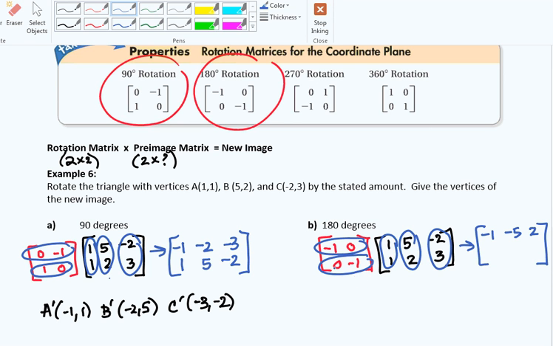Then my second row, 0 times 1 is 0. Negative 1 times 1 is negative 1. 0 times 5 is 0. Negative 1 times 2 is negative 2. 0 times negative 2 is 0. Negative 1 times 3 is negative 3.